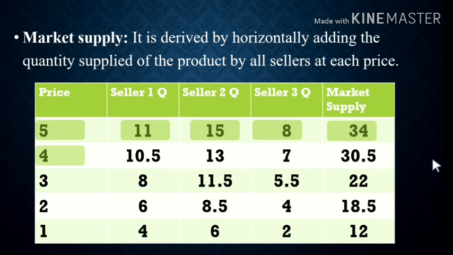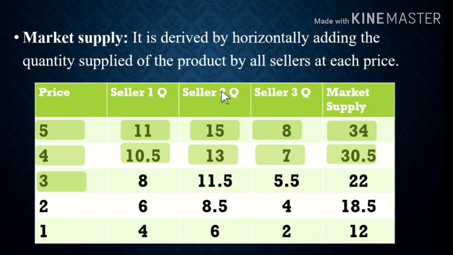Now let's check horizontal sum የሚለውን check እናደርጋለን። With a price of 4, seller 1 10.5 quantity ያቀረበ, seller 2 provides 13, and seller 3 provides 7. So 10.5 plus 13 plus 7 is going to give you 30.5. Horizontal sum የሚባለው በዚህ መሰረት ነው። At a price of 3, ዋጋ ሲቀንስ quantity supplied has decreased ከ10.5 ወደ 8 ቀነሰ, ምክንያቱም price has decreased from 4 to 3, right?